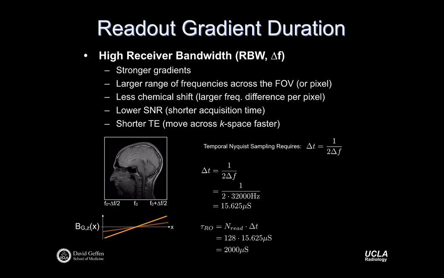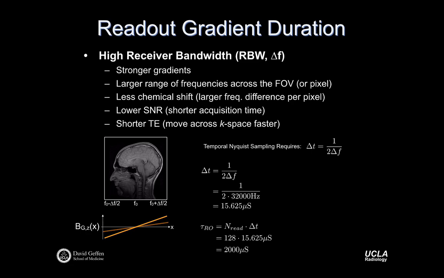Down, right? So if this goes up and this goes down, your dwell time might drop to 8 microseconds or something like that. And if your dwell time is short, but you kept your number of readout points the same, then your readout plateau duration will drop. The time for the readout will drop from, say, 2,000 microseconds to 1,000.